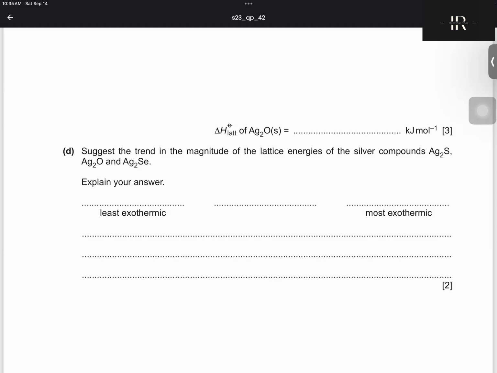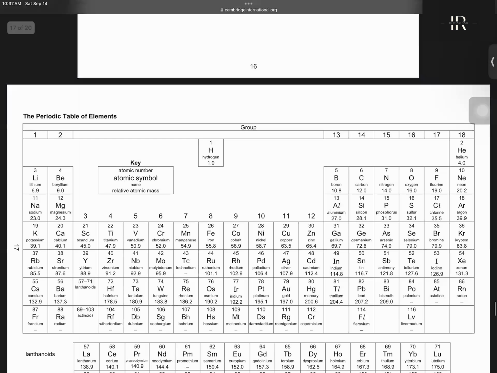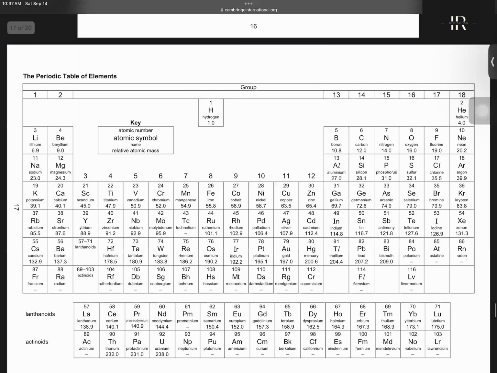As we go down the group, the size increases. So oxygen is the smallest. It should be the most exothermic. And then sulfur is the middle. I didn't see the periodic table, so let me open it. See this, check your Se, selenium, oxygen and sulfur. As we go down the group, the size increases. So yes, I was thinking right.